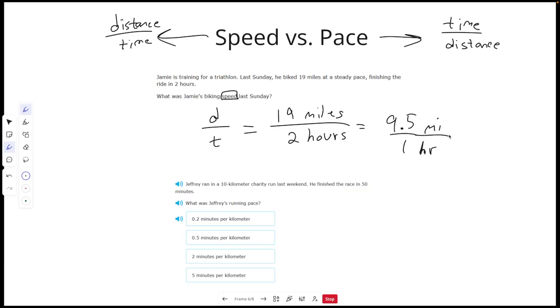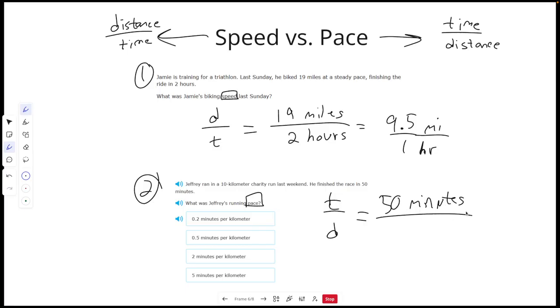Okay? For the second problem here, it says, what was Jeffrey's running pace? So we need to do the time divided by the distance. Well, the time was 50 minutes, and the distance was 10 kilometers. If you divide that, you get 5. So this is 5 minutes over 1 kilometer. 5 minutes for 1 kilometer.